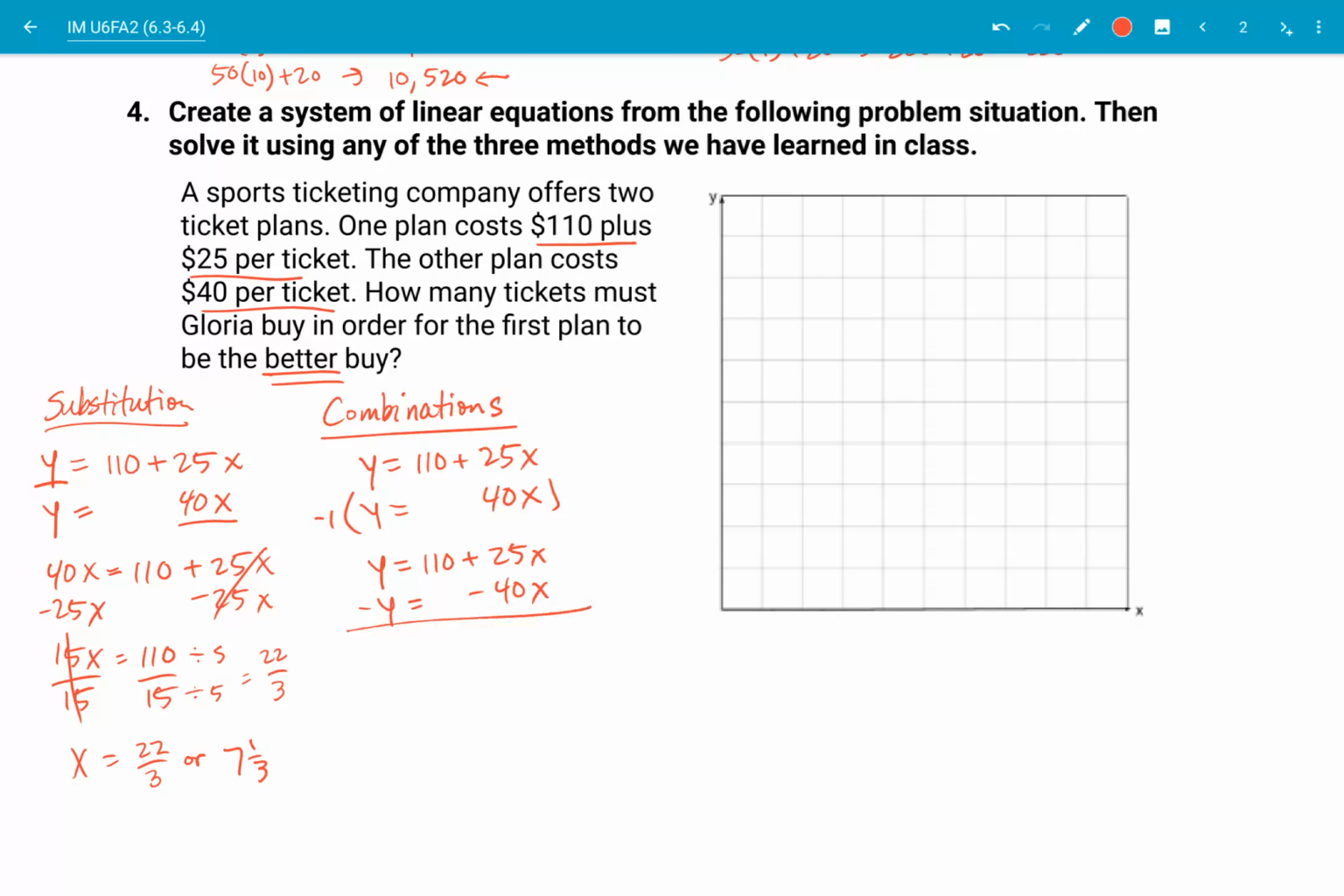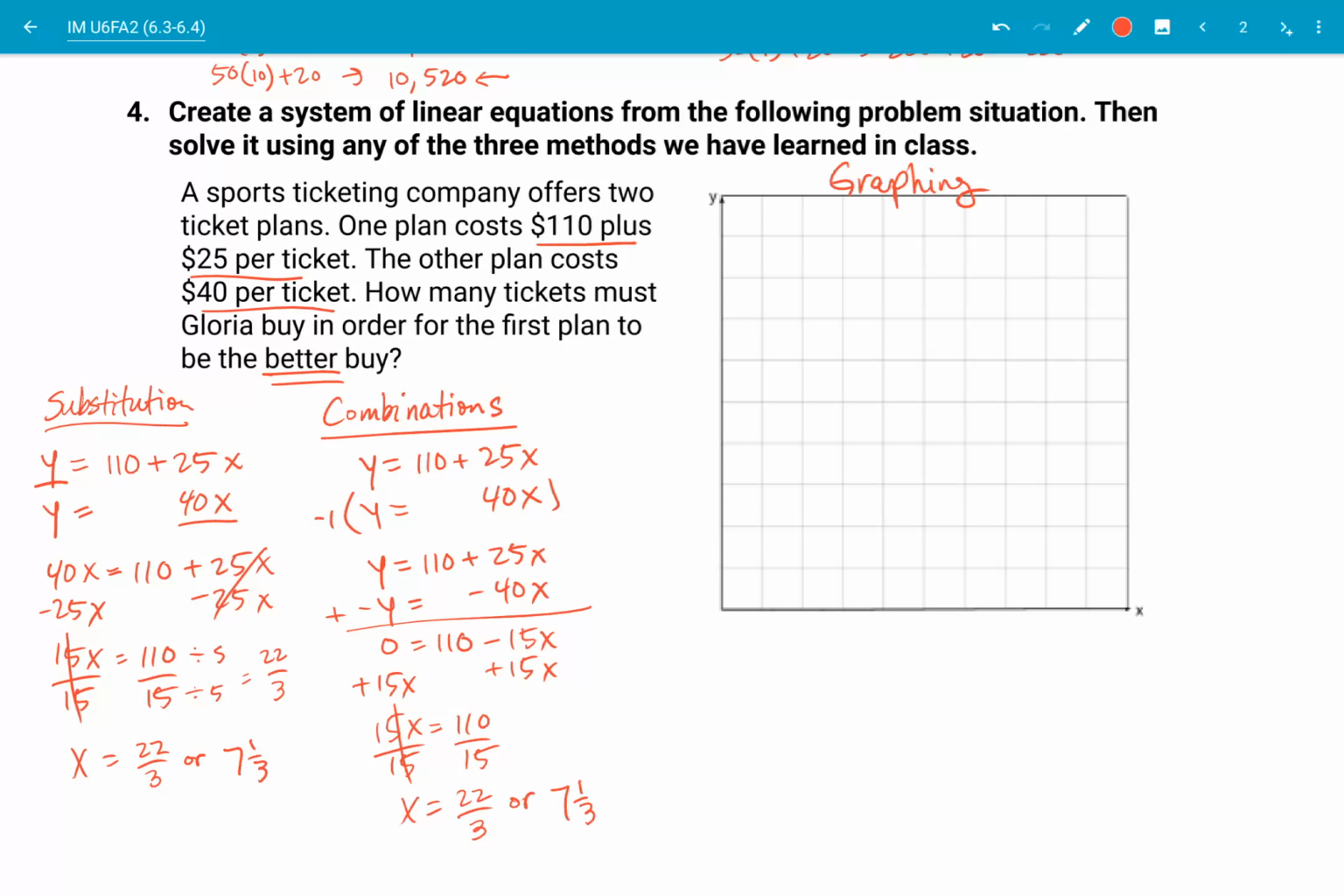If I add these two equations together, y minus y is 0. I have 110 minus 15x. If I add 15x to both sides, then I get 15x equals 110. Divide by 15. I get x equals 22 over 3, or 7 1/3. Okay, and our final solution method is graphing. So let's see what this looks like if we graph it.